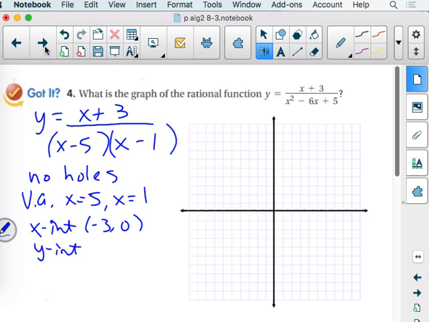Y-intercepts. Remember how to do those? Make x equal to 0. Easier to do up here. All that's left is 3 and 5, so 3/5.